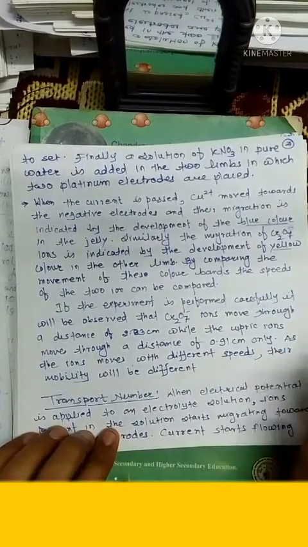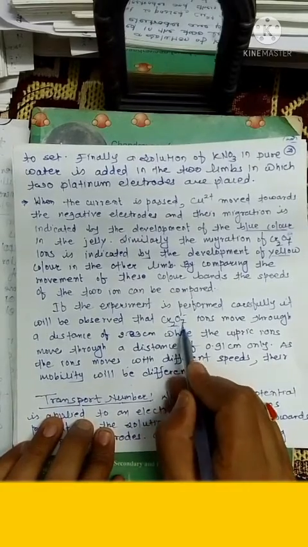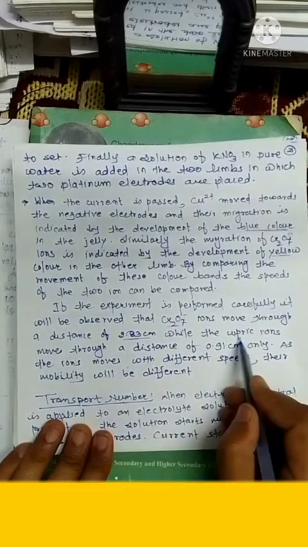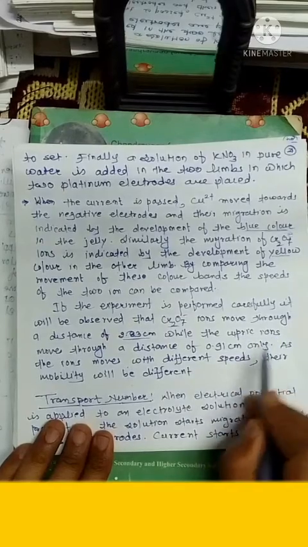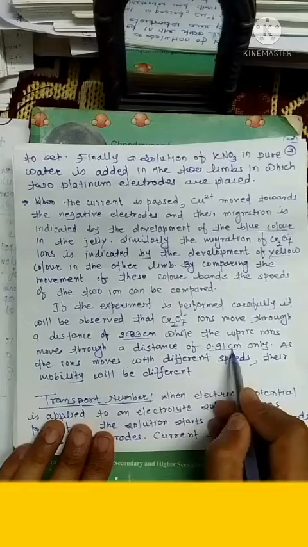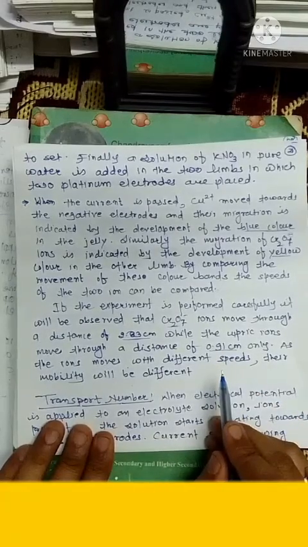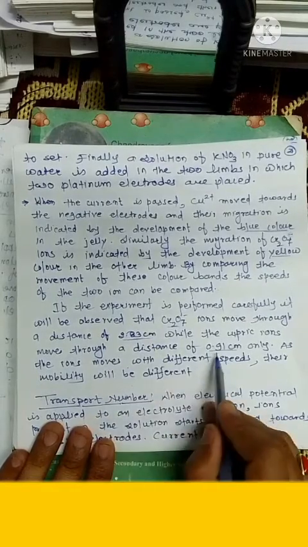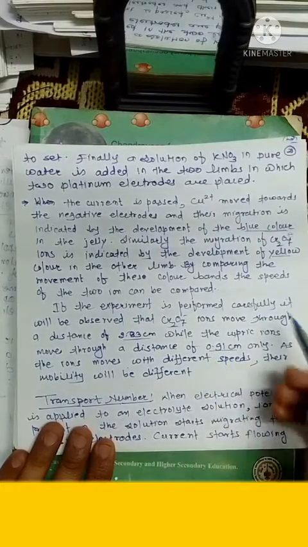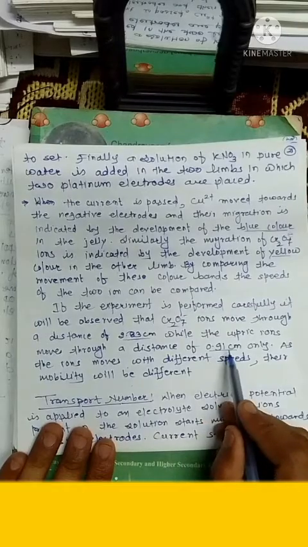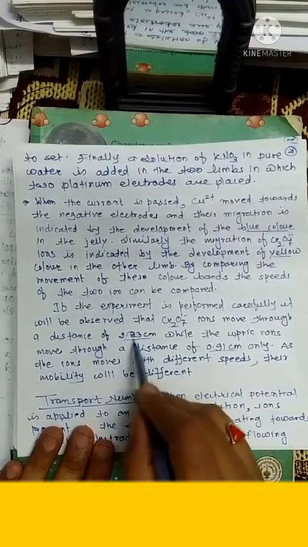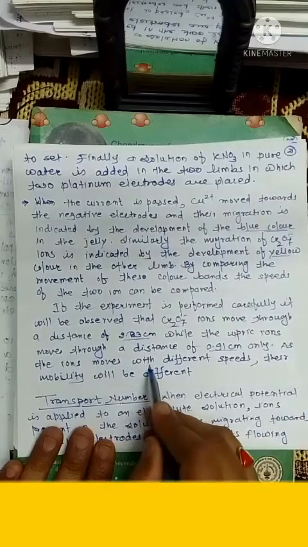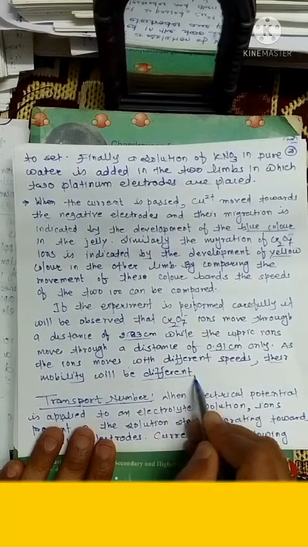If the experiment is performed carefully, one will observe that Cr2O7 2- ions move through a distance of, it is important, 2.83 centimeter, while cupric ion, that is Cu2+, moves through a distance of only 0.91 centimeter. So just compare these two distances. These two distances clearly indicate that the speed of Cu2+ ion is different from the speed of Cr2O7 2- ion. So as the ions move with different speeds, their mobility is also different.